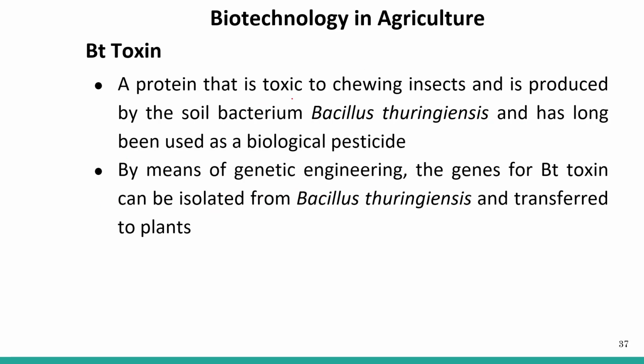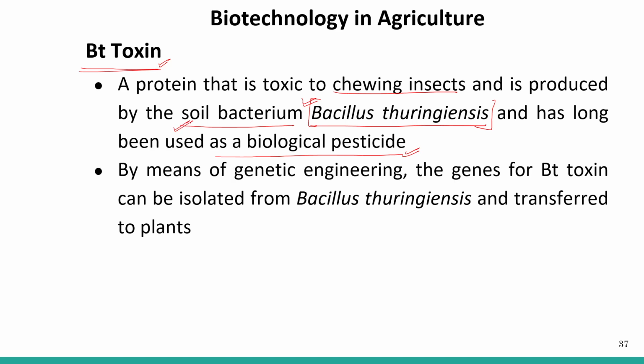Now we will talk about Bt toxin, a protein that is toxic, produced by Bacillus thuringiensis. It is toxic to chewing insects and is produced by the soil bacterium Bacillus thuringiensis. So where is this bacteria found? It is found in the soil, and has long been used as a biological pesticide.